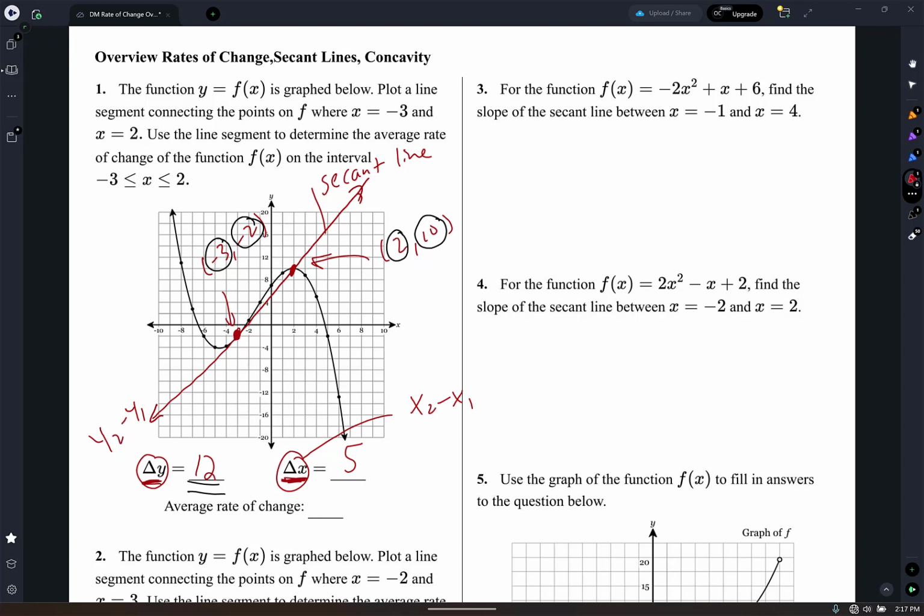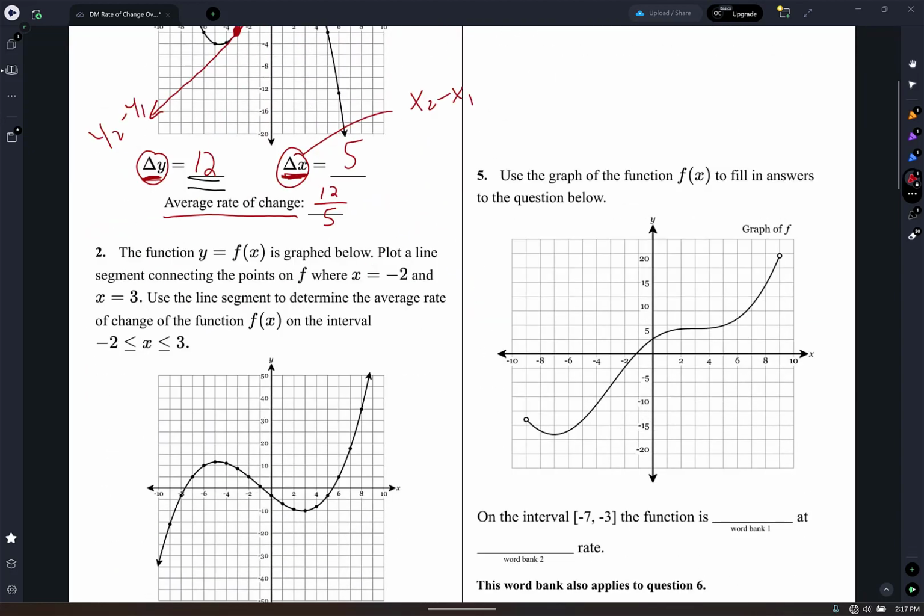Okay. Next, average rate of change. That literally means what is the slope of that secant line. So let's see. 12 over 5, done. Was that okay? Is anyone confused? Okay. Let's go to the next one.